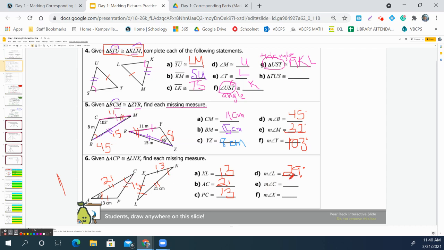Is C also 29? So I've got base angles here, N and L are both 29, and C and A are also 29. Yes, 100%. So how can I find X? I want to know X. Add them together and subtract. So 29 plus 29 is 58, and 180 minus 58 is?